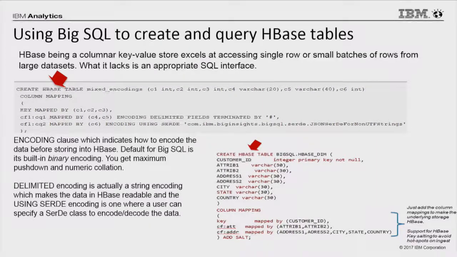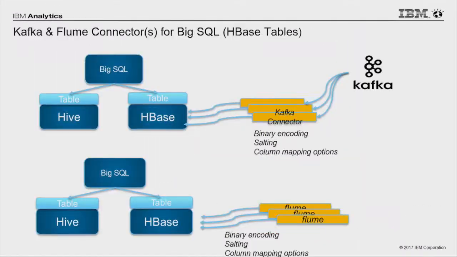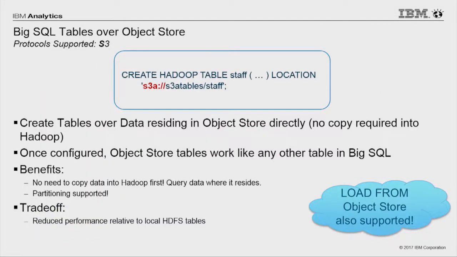Our default encoding for Big SQL is binary encoding. Then there are salting and column mapping options that are specific to Big SQL. Because they're specific to Big SQL, some of the Kafka and Flume connectors out there did not support them natively. So in our latest release, we've made changes to these connectors so that they fully support these options on Big SQL.